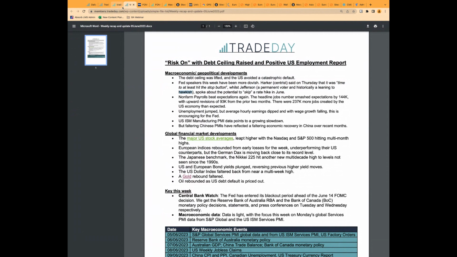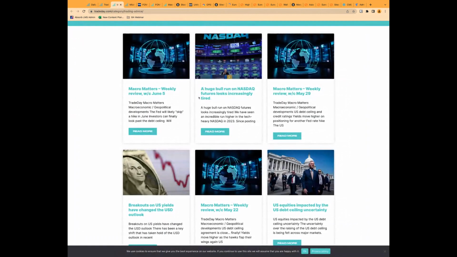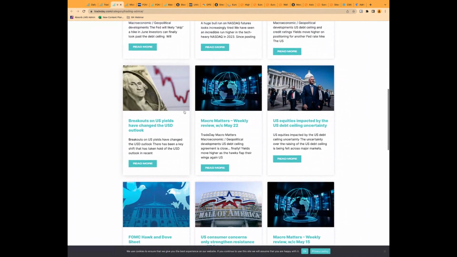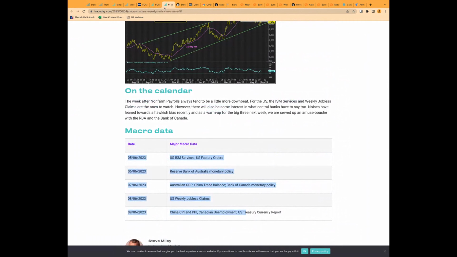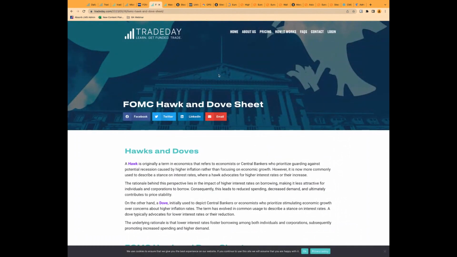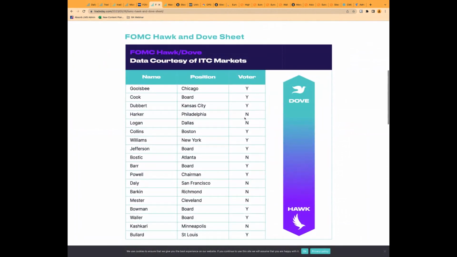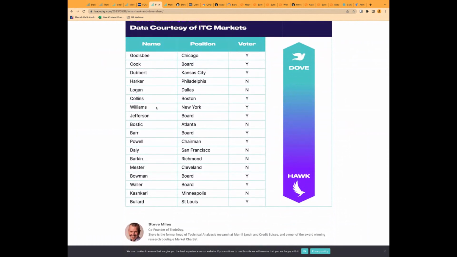How do we know that? Well, go back to all of these in here, and if you go into here, there you go, the FOMC hawk and dove sheet. Maybe bookmark this one, guys. I've got it bookmarked, and here it is, the FOMC hawk dove sheet. So who do we have? Jefferson, you can see more in the middle. Harker, a bit more of a dove. So Harker, definitely a dove.